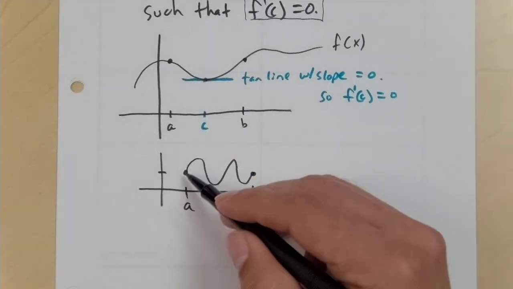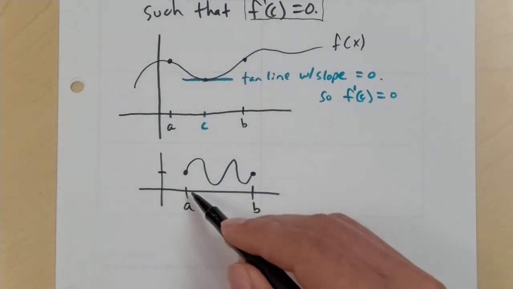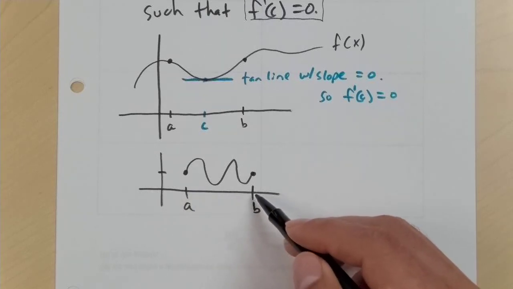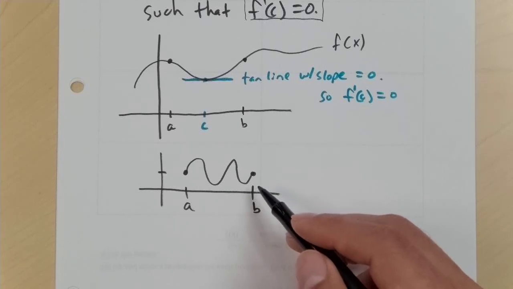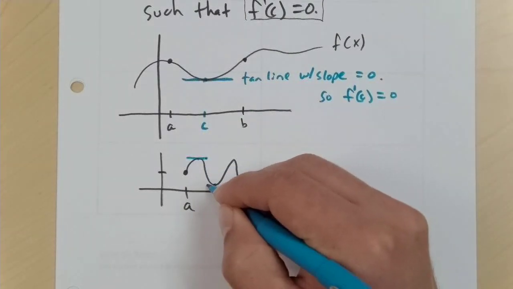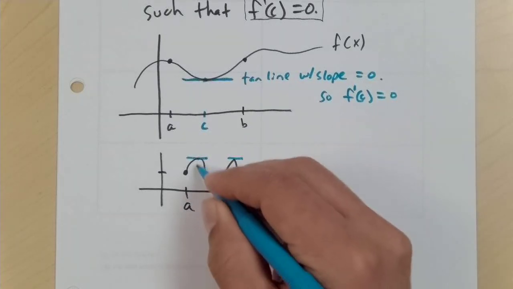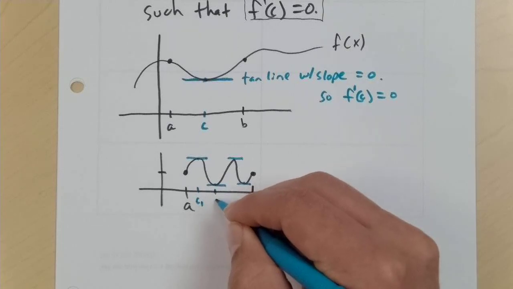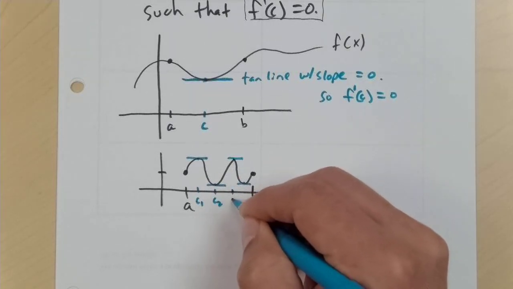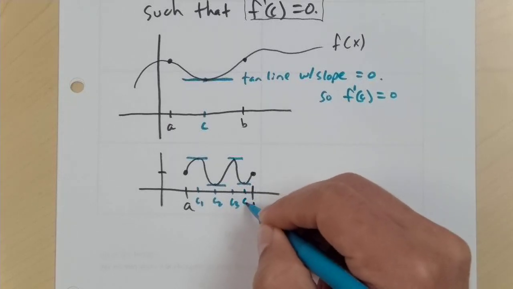Rolle's theorem says that if this is continuous, which it is, and the derivatives exist, which they do, at some point between A and B, there's got to be at least one time where the slope is 0. In other words, the tangent line is flat, right? So that's going to happen here, here, here, and here. Okay, so in this case, we actually have 4 c values. So I'm just going to call them C1, C2, C3, and then this one would be C4.